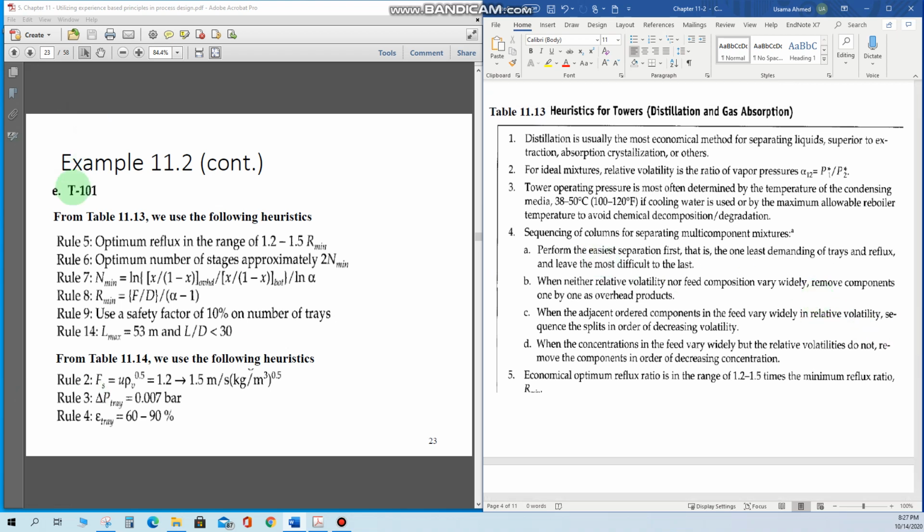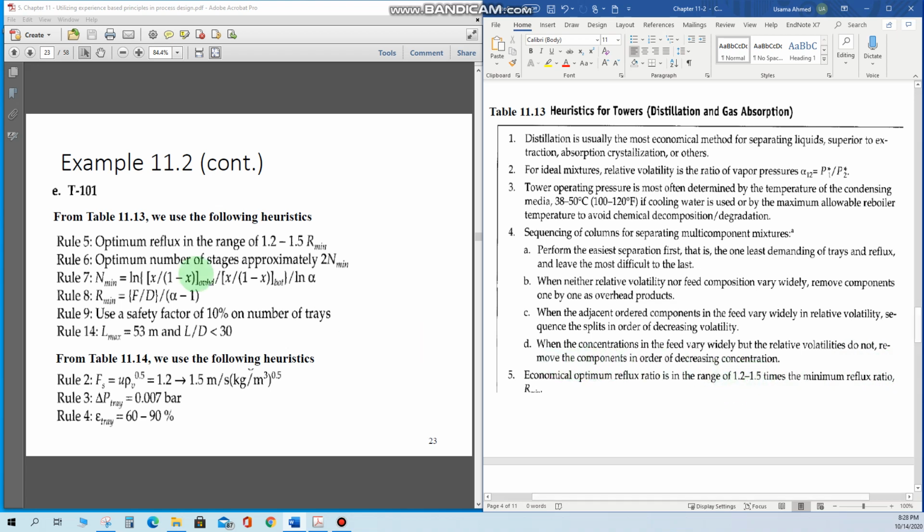Now here, rule number 5: optimum reflux is in the range of 1.2 to 1.5 R minimum. So the reflux should be 1.2 to 1.5 times the R minimum, as provided in this rule. The economical optimum reflux ratio is in the range of 1.2 to 1.5 times the minimum reflux ratio. Whatever reflux ratio you get here, you have to multiply it by 1.2 or 1.5.